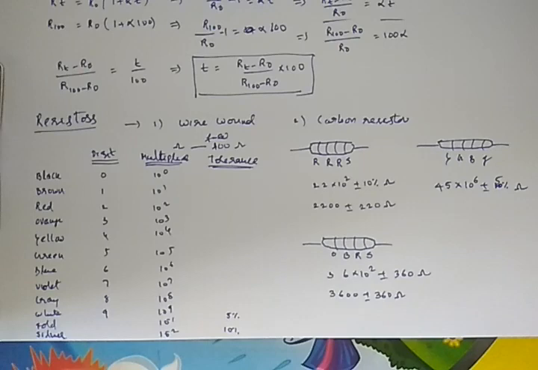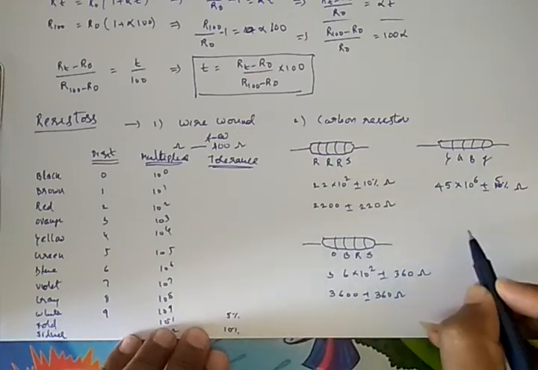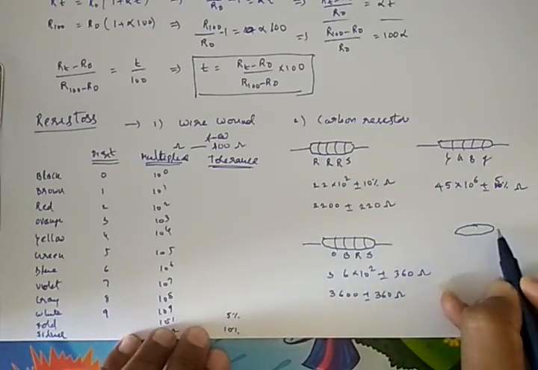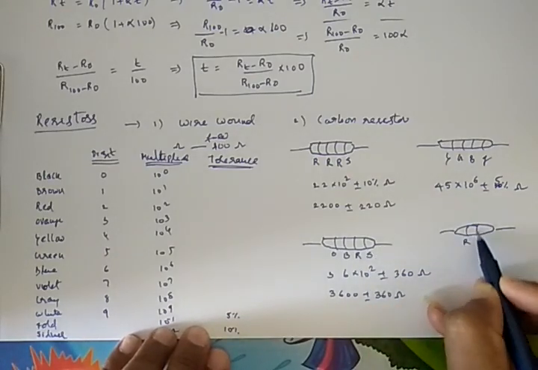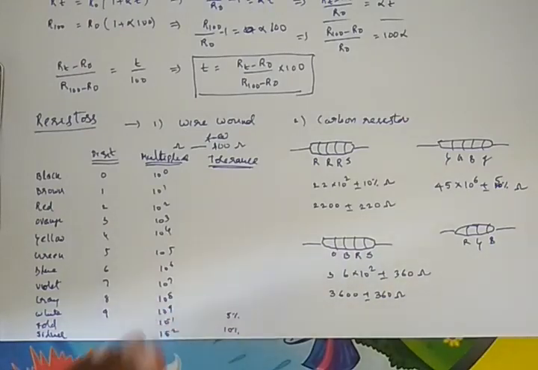Sometimes the fourth color may be missing. For example, look at this diagram. Red, yellow and let us say blue. There is no fourth color. For this case, whenever the fourth color is missing, you have to take the tolerance as 20%. If there is no color, you have to take it as 20%.